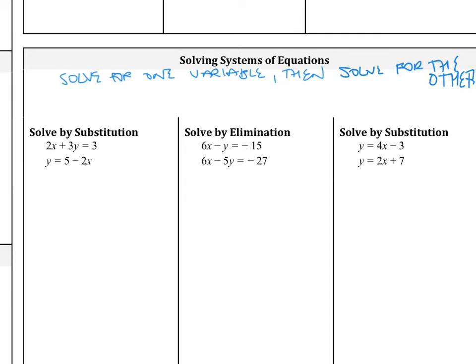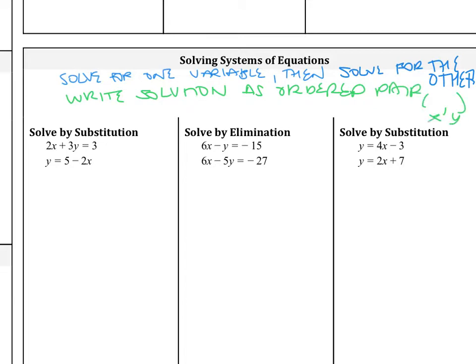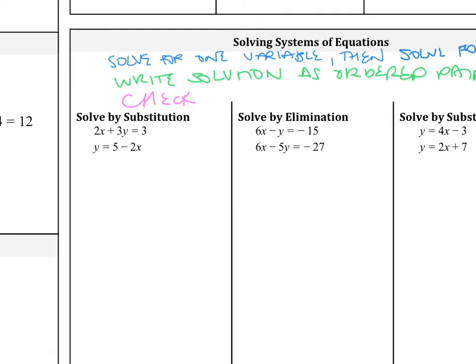Once you solve for the variables, you write your solution for both variables as an ordered pair. Remember, this is x and this is y. The last thing you should do is check to make sure it is correct. You plug it into both equations.